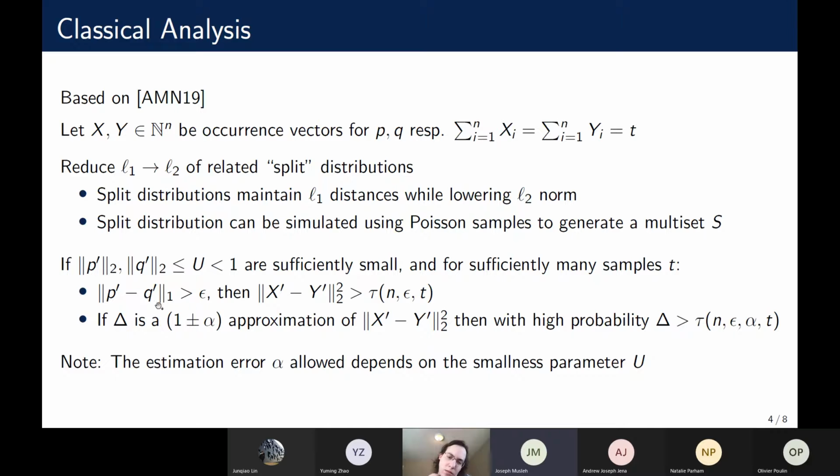So their key theorem in the classical case simply says that if these distributions are bounded by some parameter u, and for sufficiently many samples t, then essentially we are guaranteed that if these two distributions have distance at least epsilon, then for the corresponding occurrence vectors, that gap is at least some test bound given in terms of n, epsilon, and t. It's written out explicitly in the paper. Furthermore, if we have a 1 plus alpha approximation of the distance between these occurrence vectors, then with high probability this delta also beats some bound given in n, epsilon, alpha, and t. Just to note, the estimation error allowed depends on the smallest parameter u, which is why we need to bound these distributional norms.